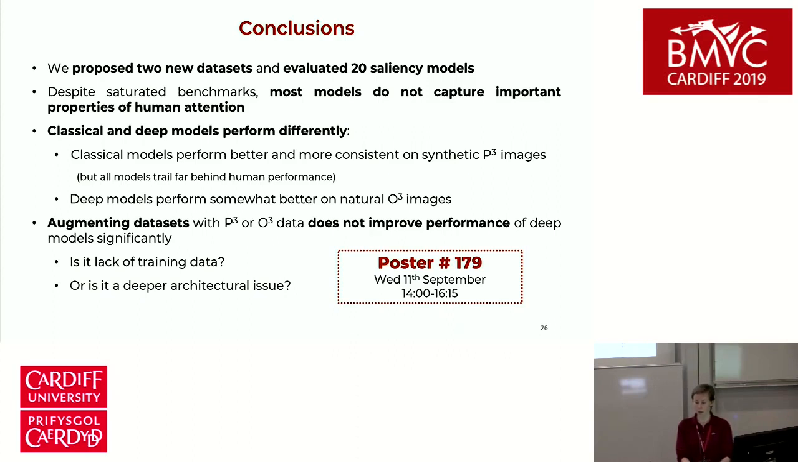Deep models are a little bit better on natural O3 images, but they're inconsistent on all types of data. We also found that augmenting datasets with P3 or O3 data does not improve the performance of deep models significantly. There are a couple of questions that we want to ask to follow up. Could it be that we just didn't use enough data? If we used 10,000 images, for example, would it work better? Or could it be that it's a deeper architectural issue? To this, there are other works in similar areas, such as same-different detection, that also point to the possibility that it could be an architectural issue.